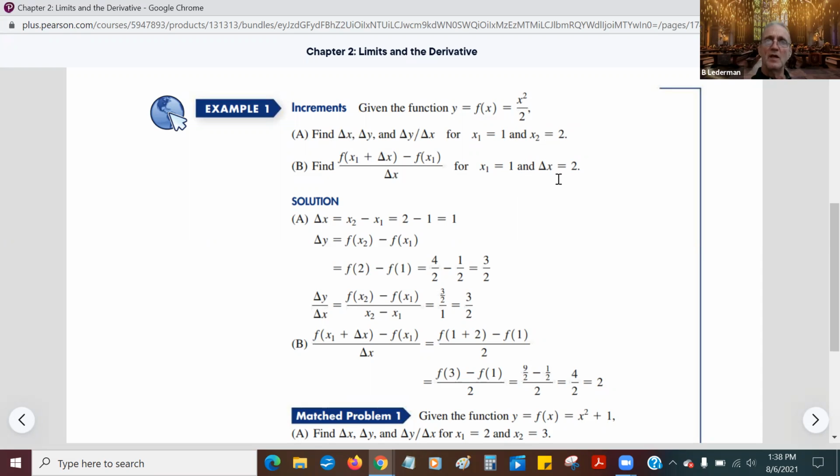That's very interesting. Okay. Anyway, to tackle the first one, delta x is just x2 minus x1, which is 2 minus 1, which is 1. So you can tell all your friends that you learned in college that 2 minus 1 equals 1.